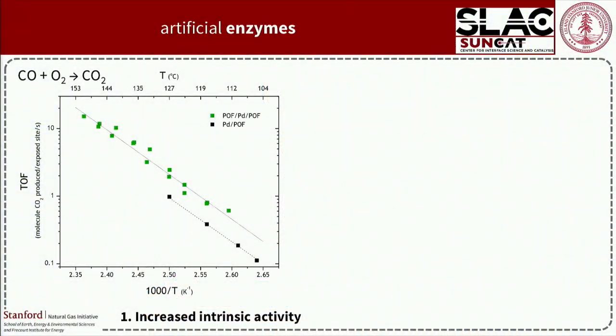First of all, they provide higher rates than conventional materials. In green, you have the dots for this particular reaction, which is the oxidation of CO to CO2, which is used to remove CO, a toxic compound, from streams. And these green dots have higher rates in turnover frequency compared to conventional materials. So by confining the reactivity in those pockets, we can get higher rates.